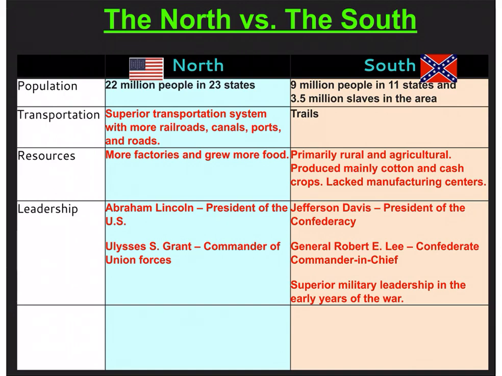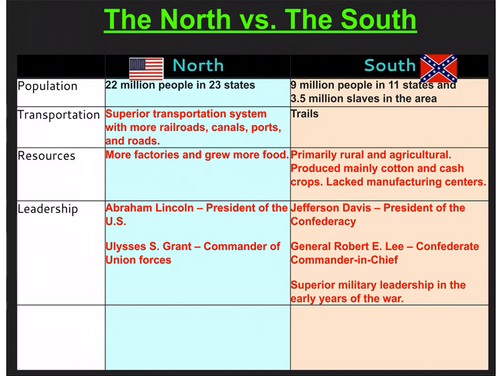Again, resources, factories, they have more food. Agriculture is more for the South. They derive off of those industries, and they don't have a lot of manufacturing centers, so that is a disadvantage for them as well. Leadership, you're going to have two presidents.